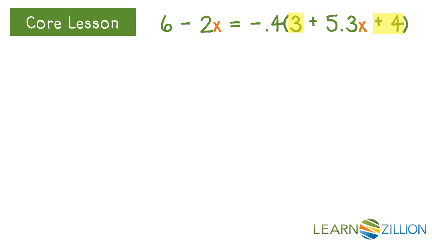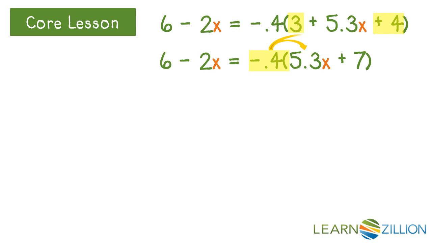So I'm going to start solving this equation by adding the 3 and the 4 together. This way, I only have to distribute to two terms instead of 3. Then I'm going to distribute the negative 0.4 to the entire group in the parentheses.